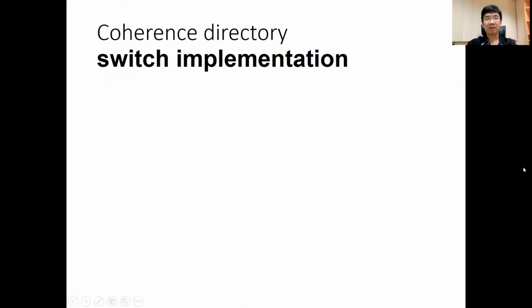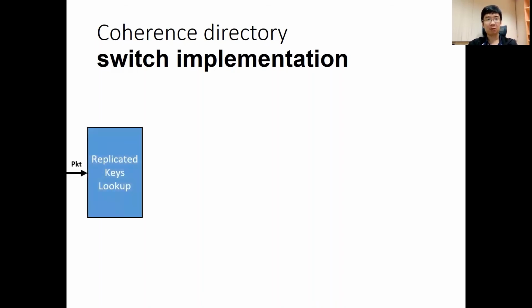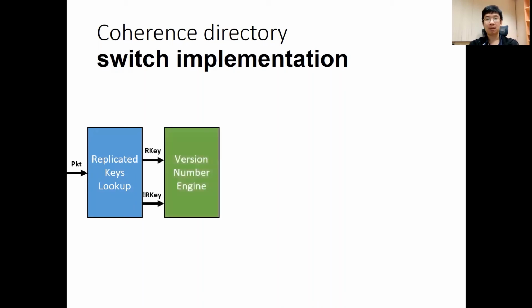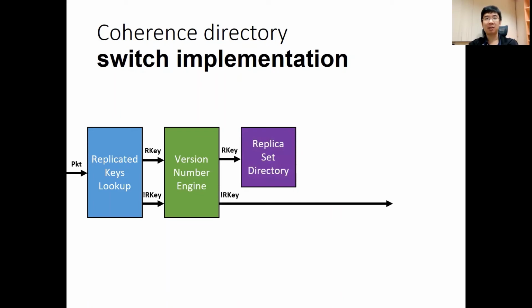So far, I have talked about the high-level design of the Pegasus coherence directory. We have implemented such a directory on a real Barefoot Tofino programmable switch using a pipelined approach. The first stage is a lookup table that checks if the key in the request or reply is for a replicated object. The second stage stores the directory version numbers and compares them with the version numbers in the packet headers. The third stage maintains and updates the current replica set for each replicated object.